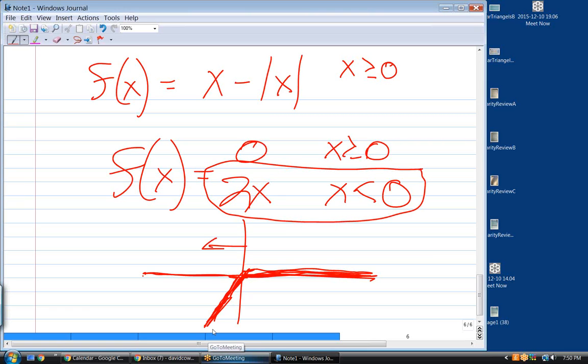Okay. And plug in some numbers. If x is minus 3, well, f of x is going to be minus 6. So yeah, it's going down. And if x was 0, the quantity is 0. So it's actually 0 whenever x is greater than or equal to 0, and it's 2x whenever x is less than 0. All right.